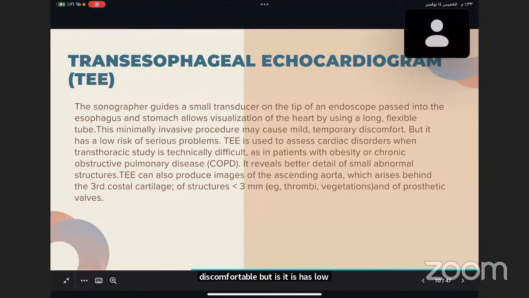It is also used to assess cardiac disorders when the transthoracic technique is difficult, as in patients with obesity or COPD. In patients with COPD, this gives better detail of small abnormal structures. It can also produce images of the ascending aorta, and of structures less than 3 millimeters, for example thrombi or vegetation on a prosthetic valve.